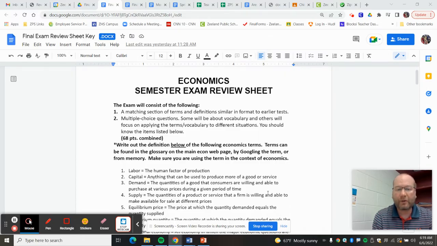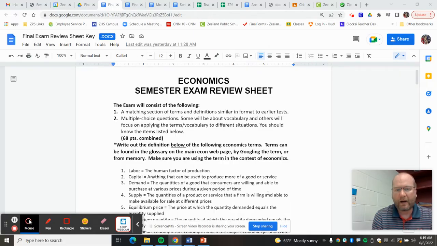So again, if you know these terms here, you're going to do really, really well in that part of the exam. Then there's some multiple choice questions. Some will be about vocabulary. Others will be about focusing on applying the terms and vocab to different situations like we've done in the past. And it asks you a situation, and then it gives you some options for what the best choice of something might be.